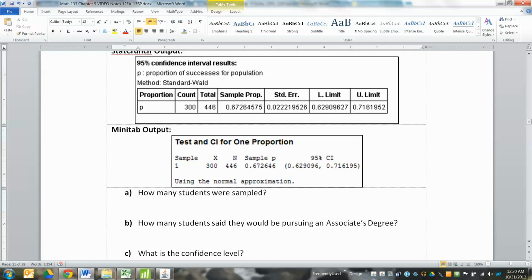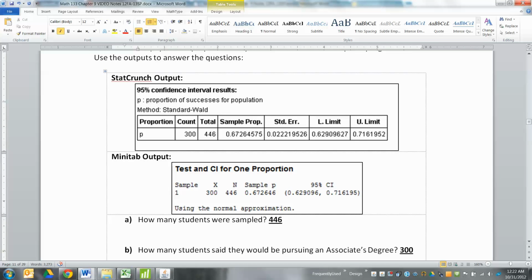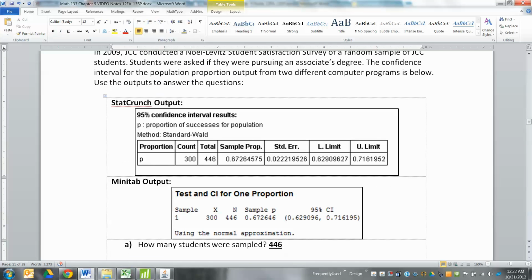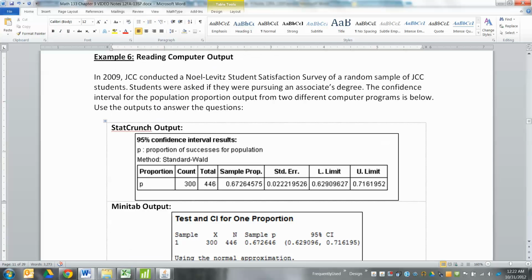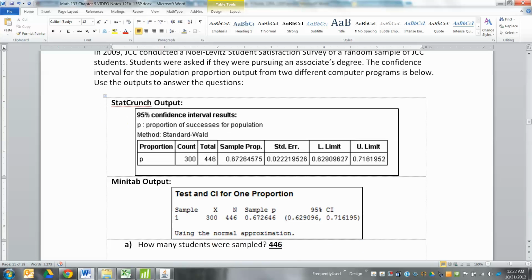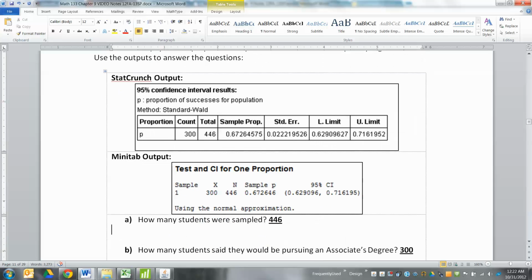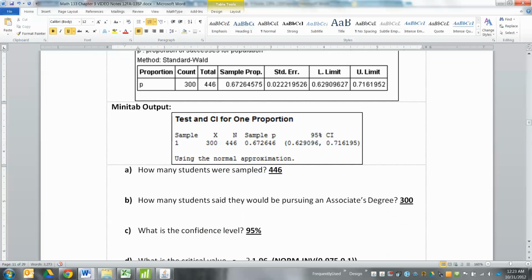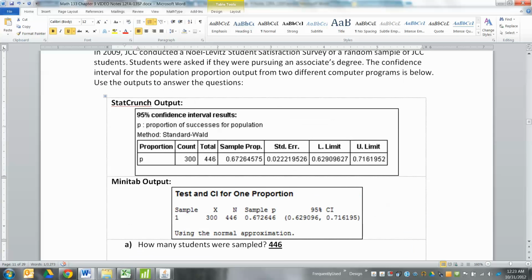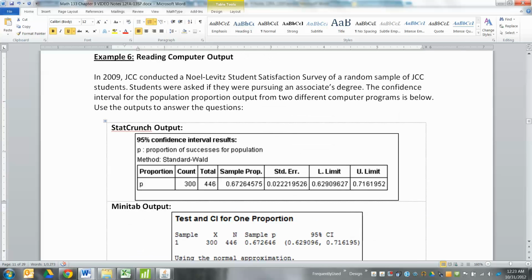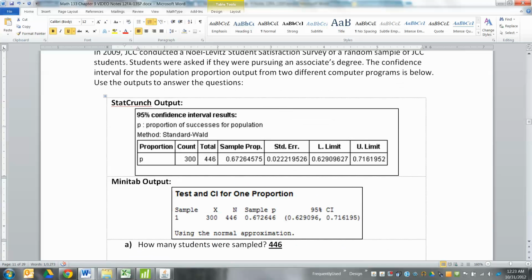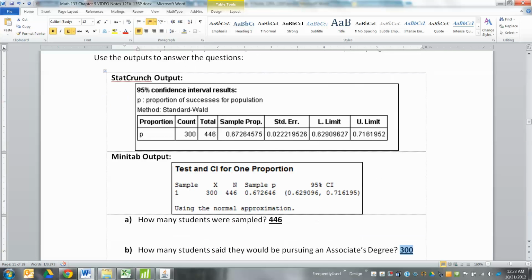So let me type up the answers. I'll be right back. Okay. So how many students were sampled altogether? This was, by the way, a 2009 JCC survey of students. So you can see right here, total is 446, or down here in Minitab, they say N is 446, so that's 446. How many students said they were pursuing an associate's degree? So that's what this was a proportion of. So that was 300. So there's 300 right here under the count, or right here under X.